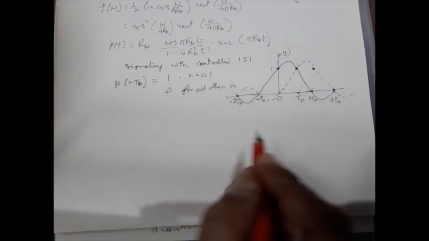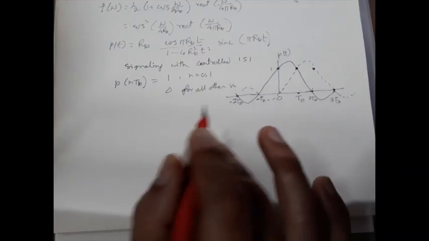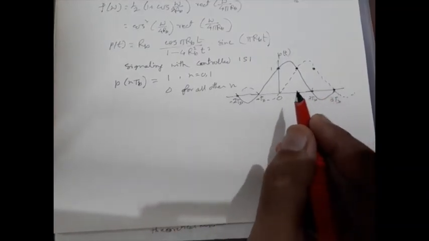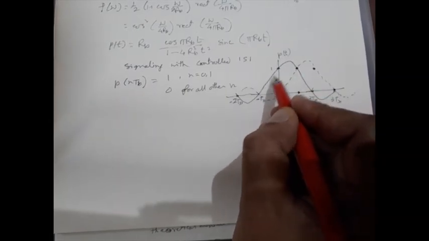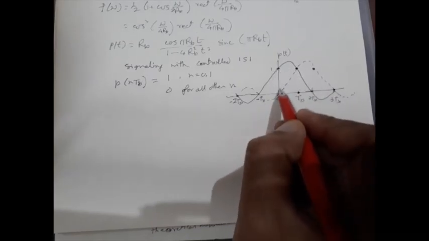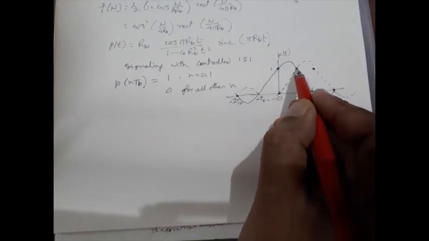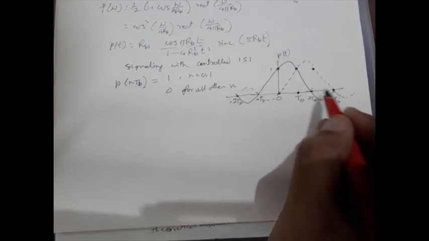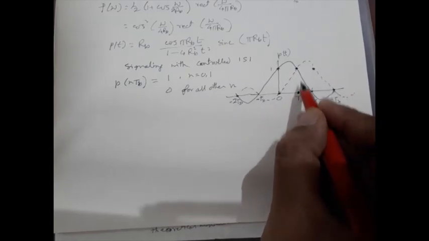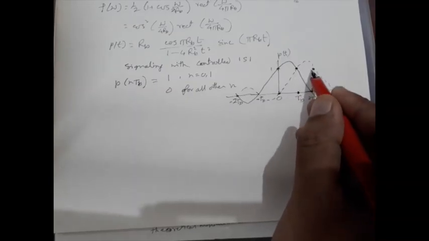And the pulse p(t) has 0 value at all the values of n except n equal to 0 and n equal to 1. That means for this solid line pulse, it has a value of 1 at t equal to 0 and t equal to TB. Similarly, this dotted line pulse has a value of 1 at TB and at twice TB, and in all other sampling instants it is 0. Here it is 0.